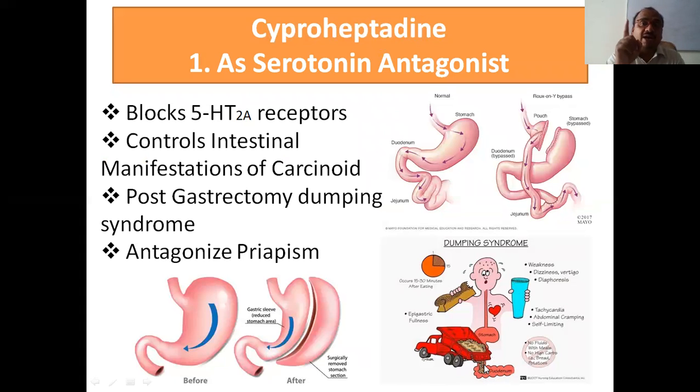That's why, to avoid that type of syndrome, this is very important in competitive examination. Post gastrectomy dumping syndrome, which drug is suggested? Next, antagonize the priapism. It is a long time erection of the penis. Priapism.